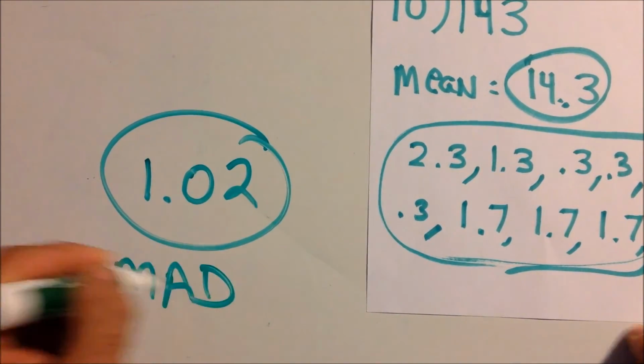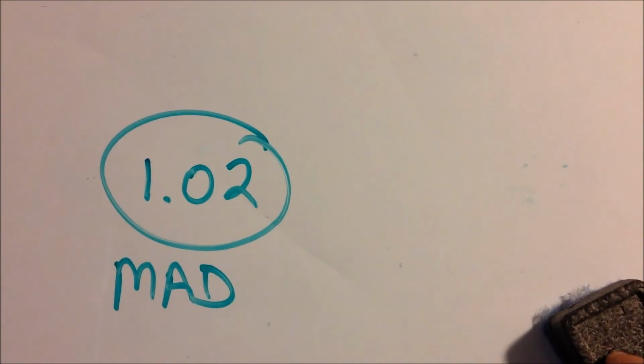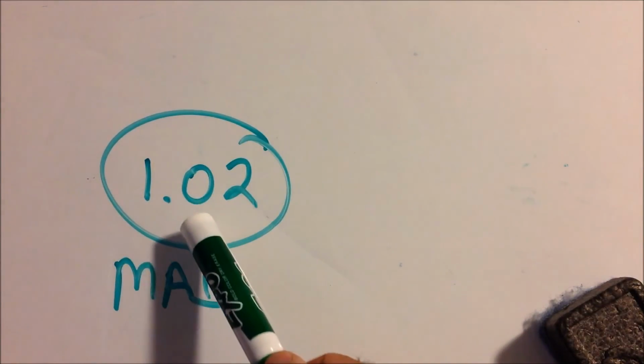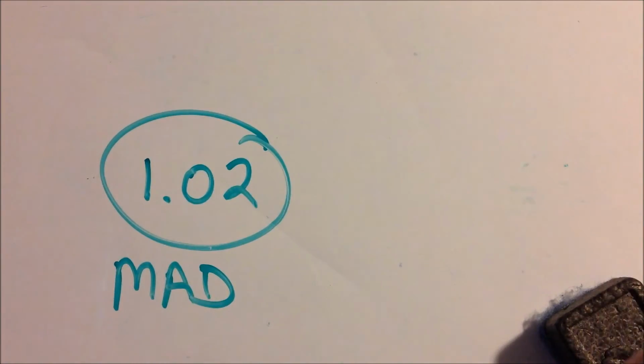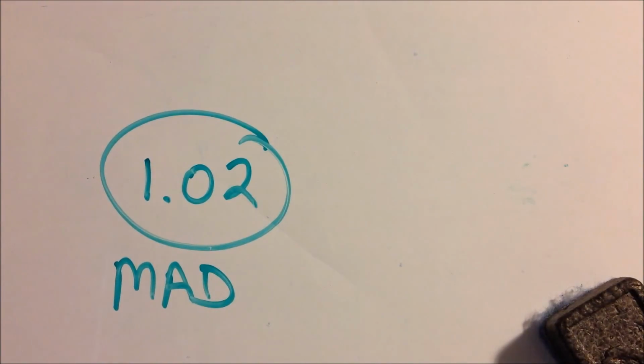1.02 is the MAD. So 1.02 is a low number. That means that the lengths of the hammerhead sharks are very close to each other as far as the 10 that the scientists grabbed and surveyed and measured the length. So if this was, let's say, a 5 or higher, then you say the variability is getting wider. So in this case, the hammerheads have a low variability.